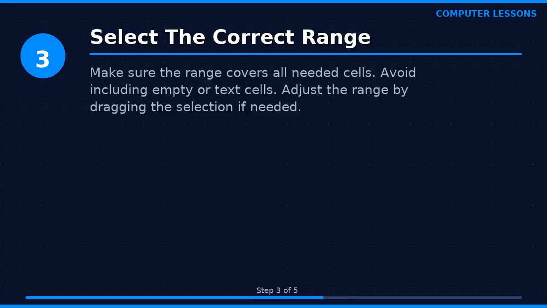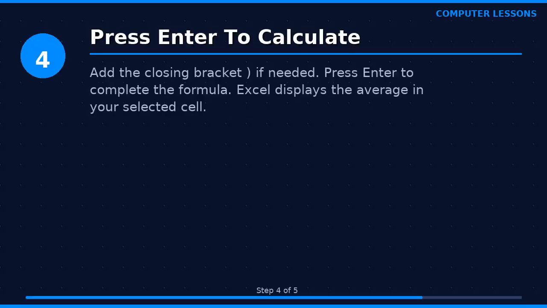Quick timeout, double-check the selection. Make sure you're only grabbing the actual stats, no blank cells, no labels like total or name. If you pulled in too much or too little, drag that blue border to tighten the coverage. Once it looks right, close the bracket, hit enter, and bang, Excel fires back the average instantly.